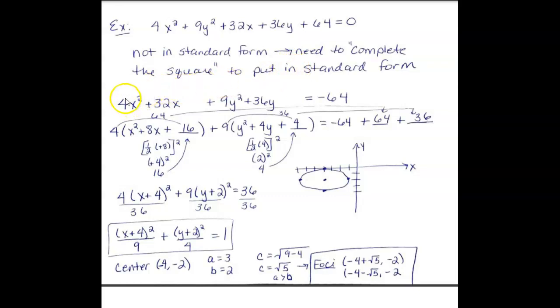So our first step would be to start with x squared plus any other term involving x, which is the 32x, followed by the y squared, 9y squared, plus any other term involving y, 36y. And then constants need to be pushed to the other side. So subtracting 64 gives me a negative 64 on the right side.